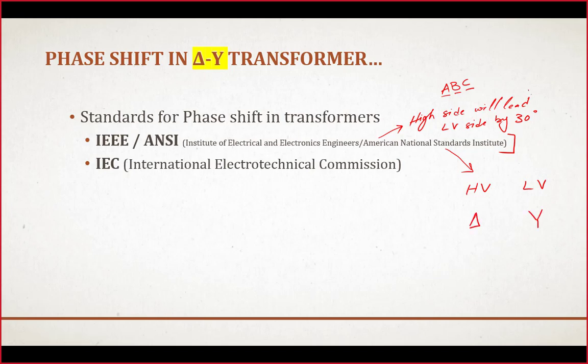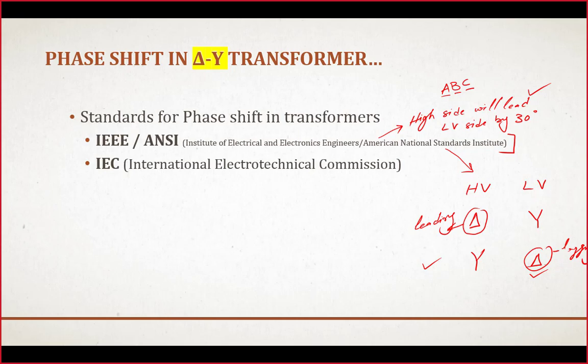In order to achieve this phase shift, make this delta leading. So it will make high side quantity to lead. But if in a transformer high side is in Y and low side is in delta, simply make this delta lagging delta. So in this way, again high side quantity will lead the corresponding low side quantity by 30 degree.